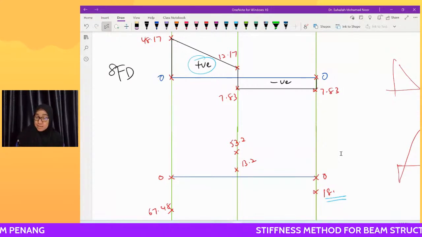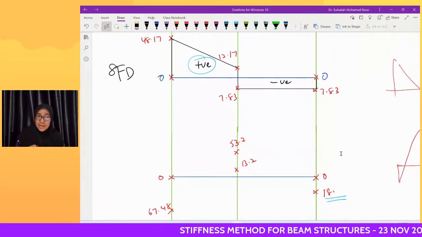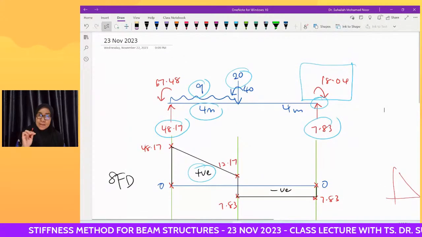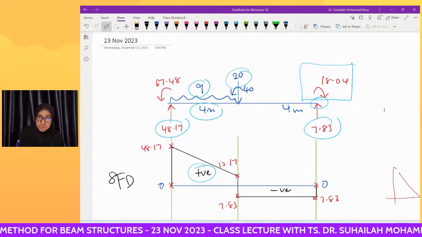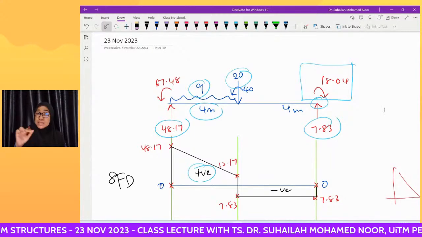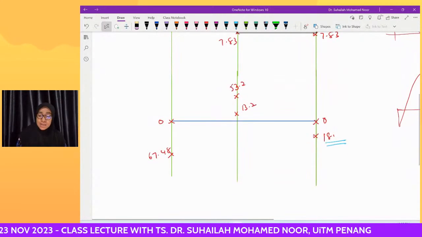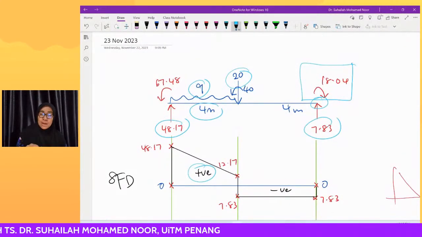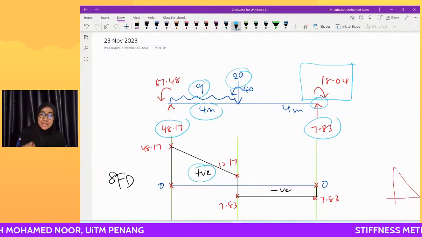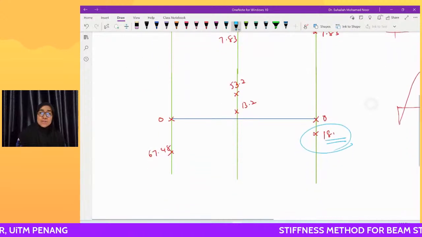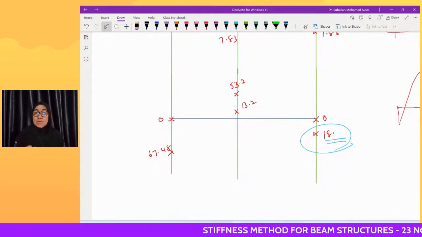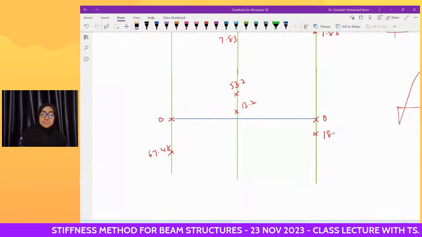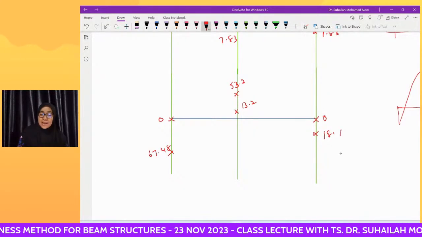So it is negative 18. Go back to the diagram. Look at the moment direction and the value. It is positive 18. Here is negative 18, and we have to plus with the last moment, which is positive 18. That's why we get back to 0 value.